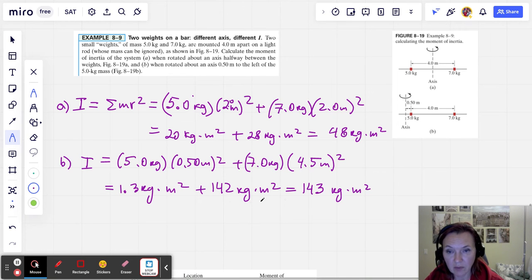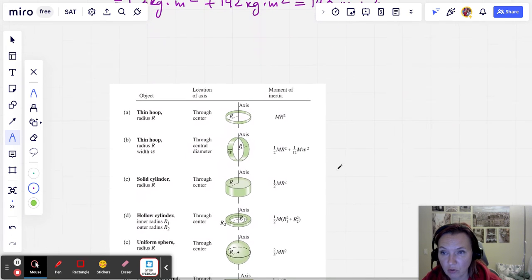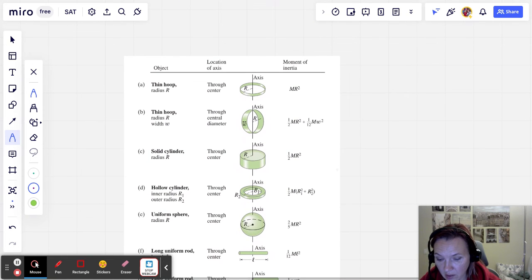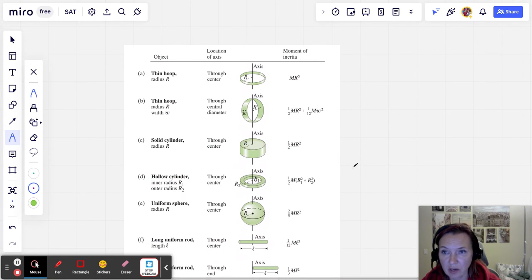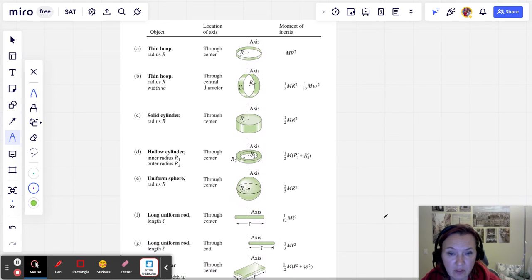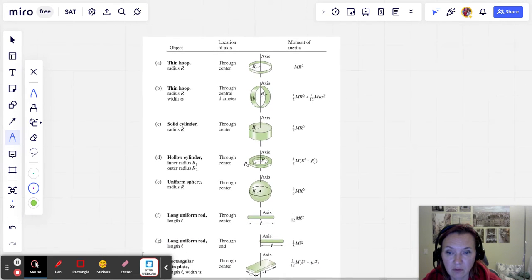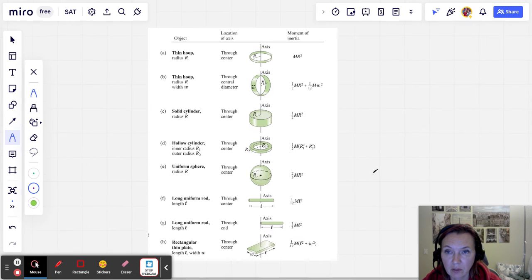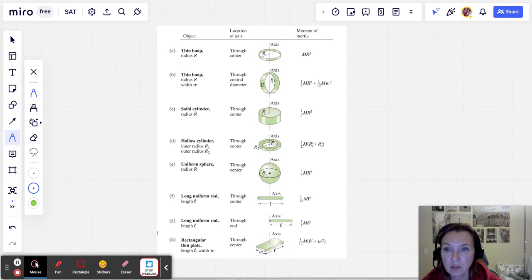And then the final thing that I wanted to show you is this chart, with different, let me see if I can zoom out a little bit, okay, so that you have the whole thing on the screen. So in this chart, you have the moments of inertia for different objects, because remember, if the object is solid, we cannot just say that all the mass is on the outside of the object, like what we just saw with the diagram.